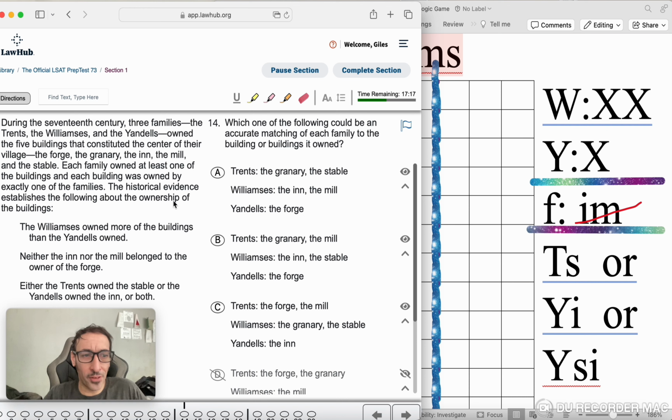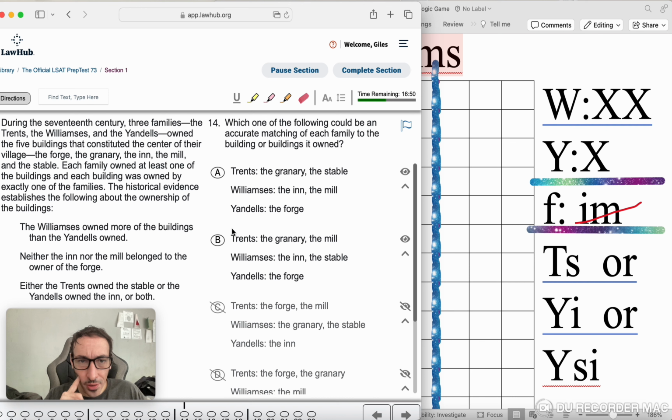Let's see if we can use the second variable. Neither the I nor the M belong to the owner of the F, meaning that the I and M cannot belong to the same ownership as F. So let's see where in here those variables are with the letter F. F's by itself here, F's by itself here, F's with M is against the rules. Go ahead and eliminate it. Now we're left with 2 options, choice A and B.